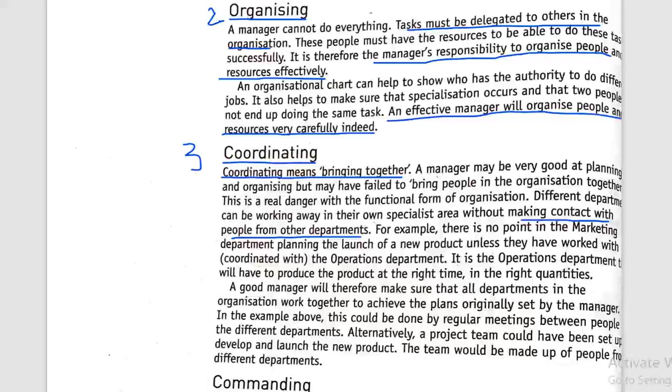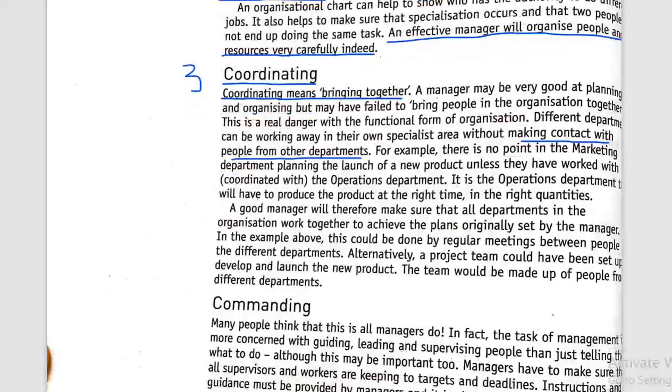Okay, so a good manager will therefore make sure that all departments, this is important, all departments in the organization are working together to achieve the plans originally set by the manager. So in the coordination part, I must make sure that the finance department is doing their job, and they are communicating with the other departments as well, and both of them are communicating with each other and making sure that they are working toward the same goal and achieving the same plans that have been set by the manager in the planning part.